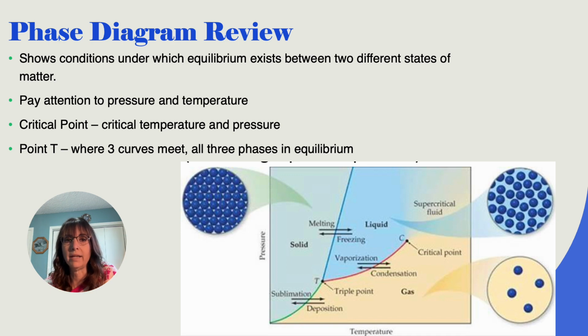A couple other things to notice. Look at that red line. The red line is the vapor pressure curve of a liquid, and this occurs between a gas and a liquid. And you notice if you move to the right, it's vaporization. If you move to the left, it's condensation.